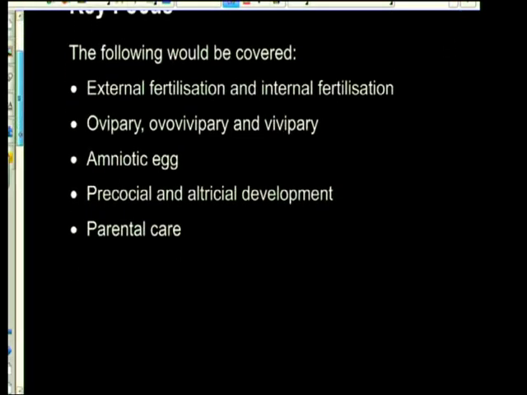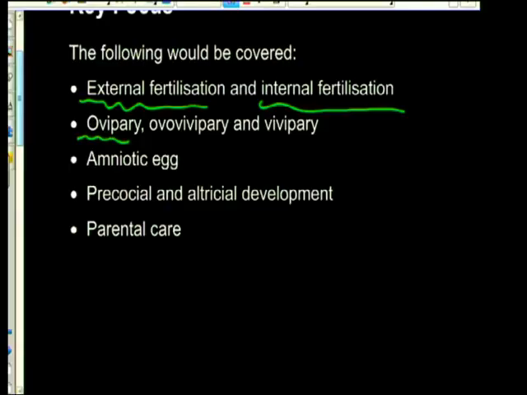Our key focus would be external and internal fertilization. Like I said, fertilization first. Thereafter, we look at the development of the embryo. Is it oviparous, ovoviviparous, or viviparous? Thereafter, we look at the egg, and a specific type of egg, the amniotic egg. There we need to label and draw the diagram, and we need to look at the advantages and disadvantages.